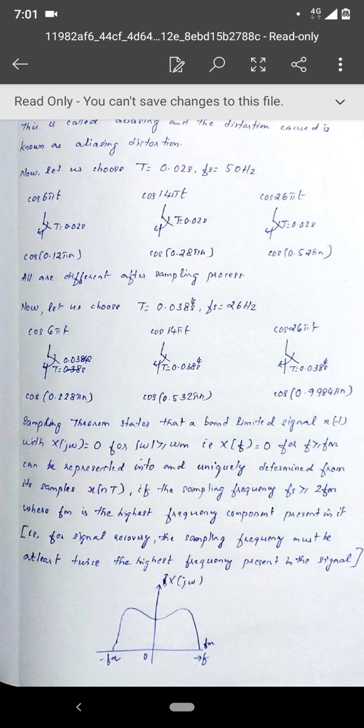Let us do the same process. You can see that cos 6 pi t becomes cos 0.228 pi n, cos 14 pi t becomes cos 0.532 pi n, and cos 26 pi t becomes cos 0.9984 pi n, that is cos pi n itself.